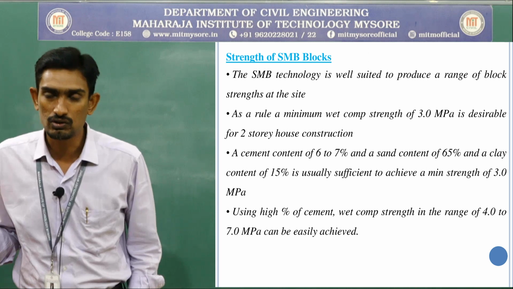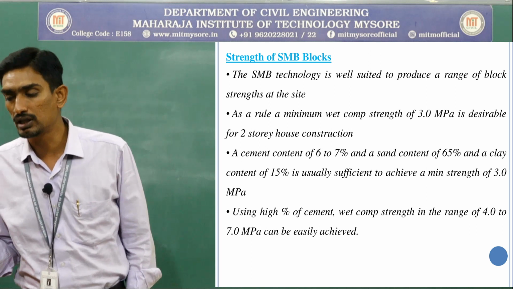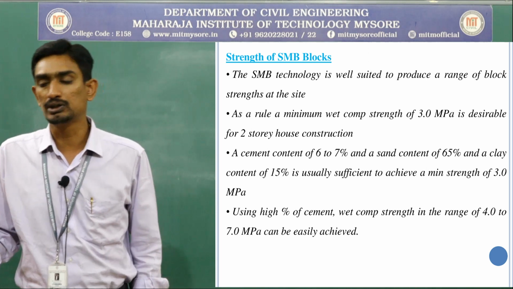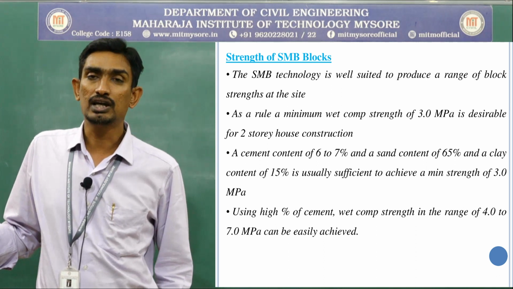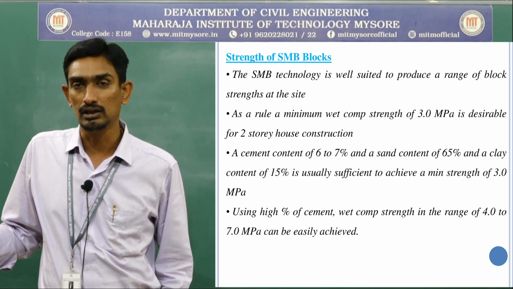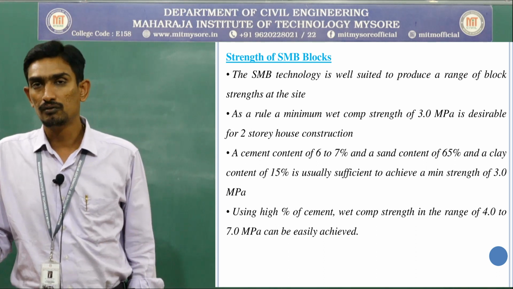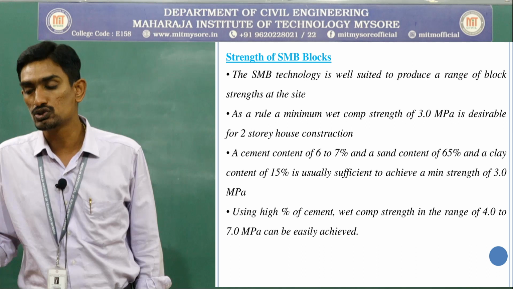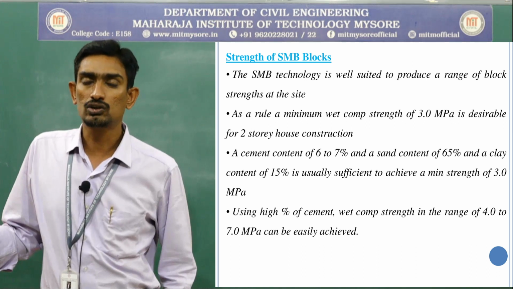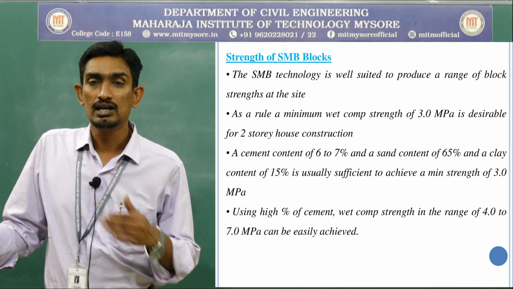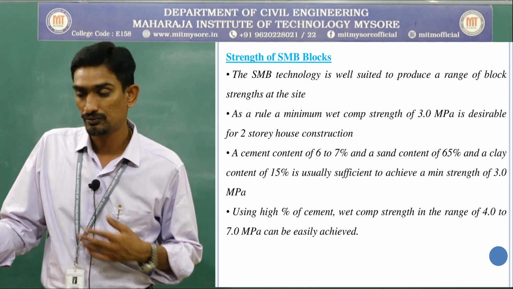Next, the minimum compressive strength the SMB block should possess is 3 MPa, and using this SMB block, we can construct up to a 2-story building without any column. Without any column, we can build 2-story. I'm going to show you the photo next, so that they will understand how exactly a stabilized mud block building looks.